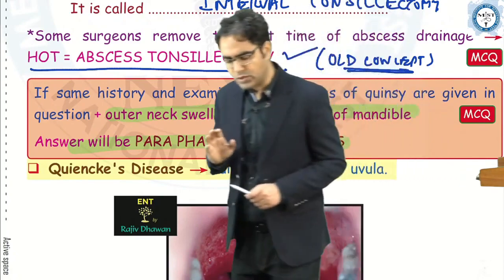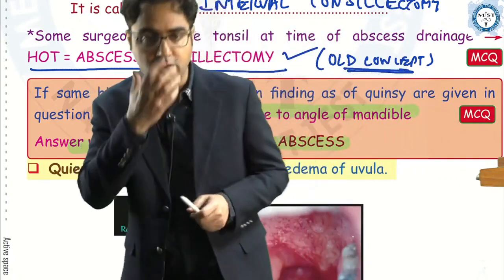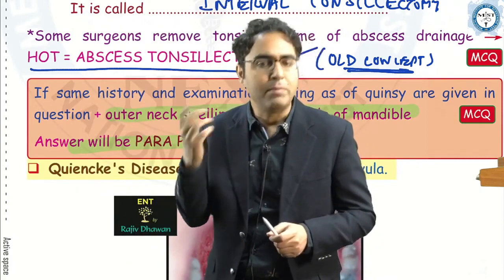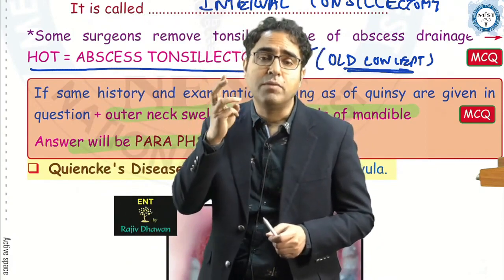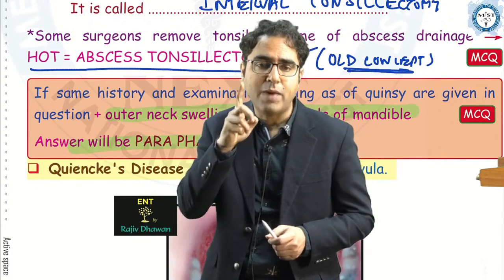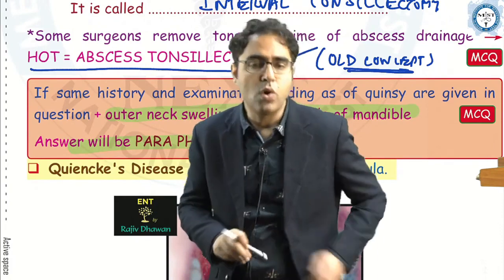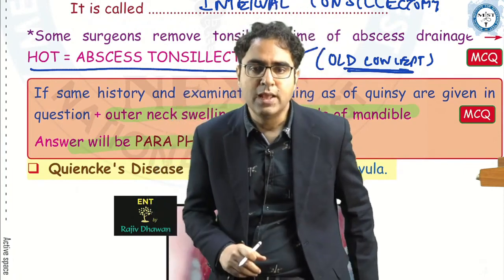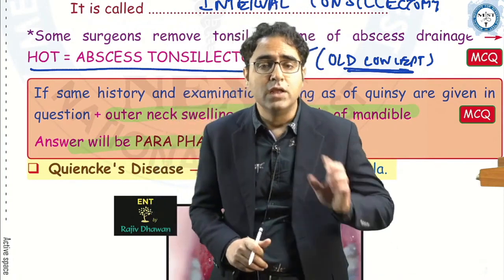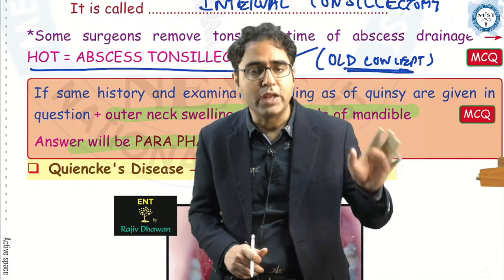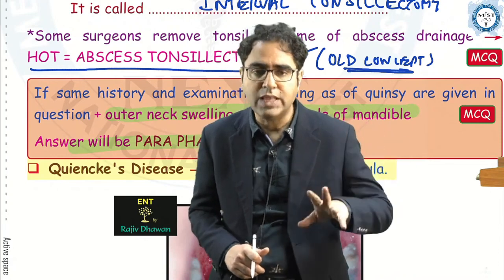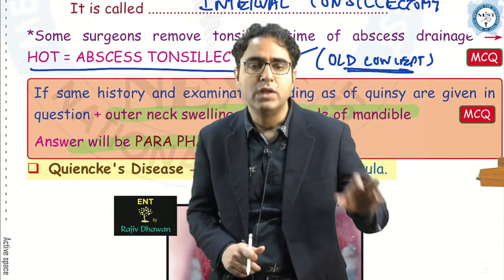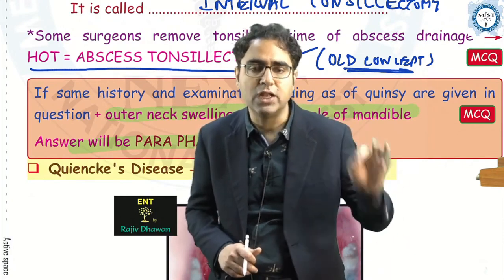So, a very simple question. If the question looks like Quinsy, with the uvula angulated, trismus and a plummy voice, but you must make sure that if you are marking the answer as Quinsy, there should be no outer neck swelling. In Quinsy, there is no outer neck swelling. But if the question looks like Quinsy, and along with that an outer neck swelling is given close to the angle of the mandible, then the answer will be parapharyngeal abscess.